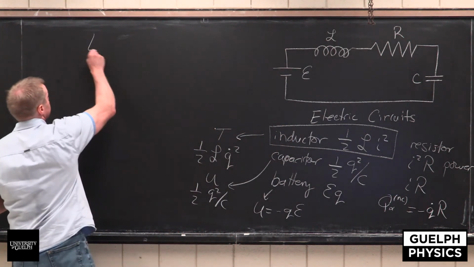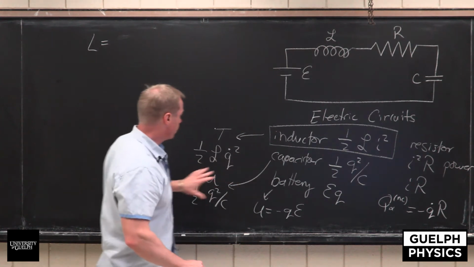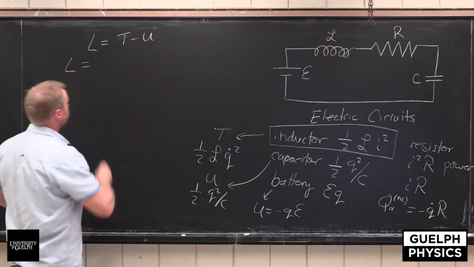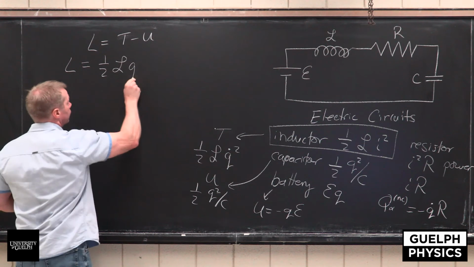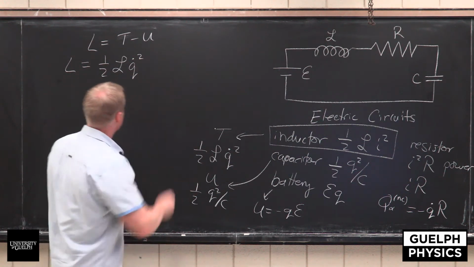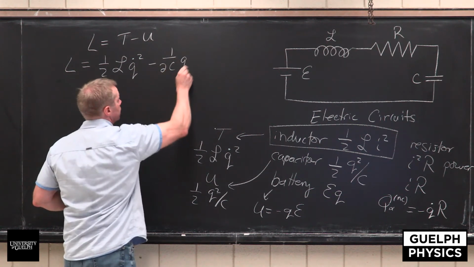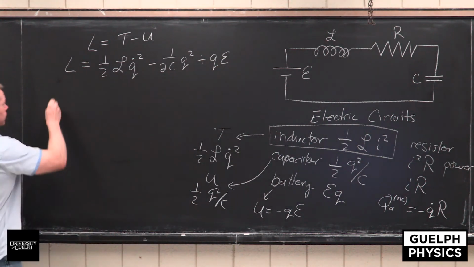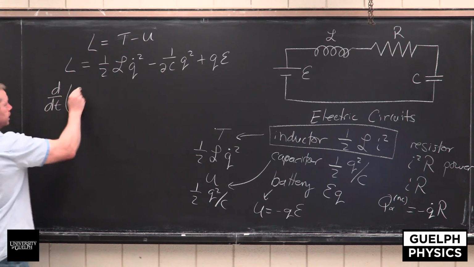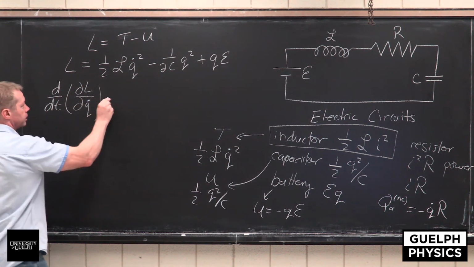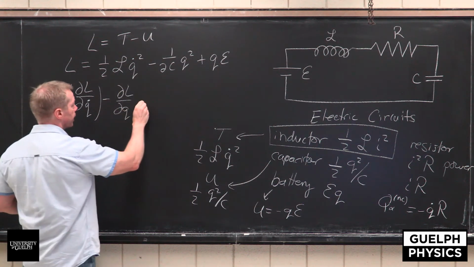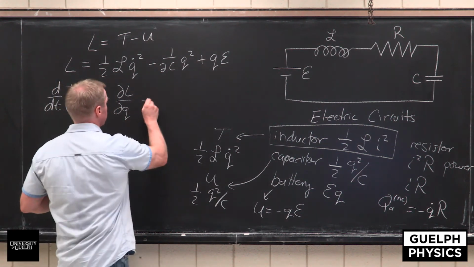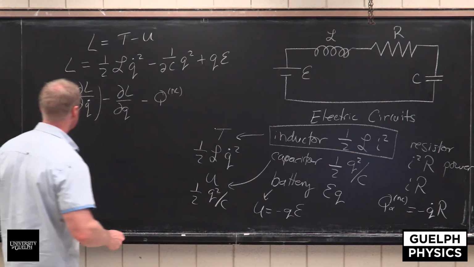So I can write a Lagrangian then, just by the normal way of T minus U. So my Lagrangian for the circuit is 1/2 L Q dot squared, then minus 1/2C Q squared plus Q epsilon, and my Lagrange equations, d by dt, di L by di Q dot minus di L by di Q. And then I have the term minus the Q non-conservative.